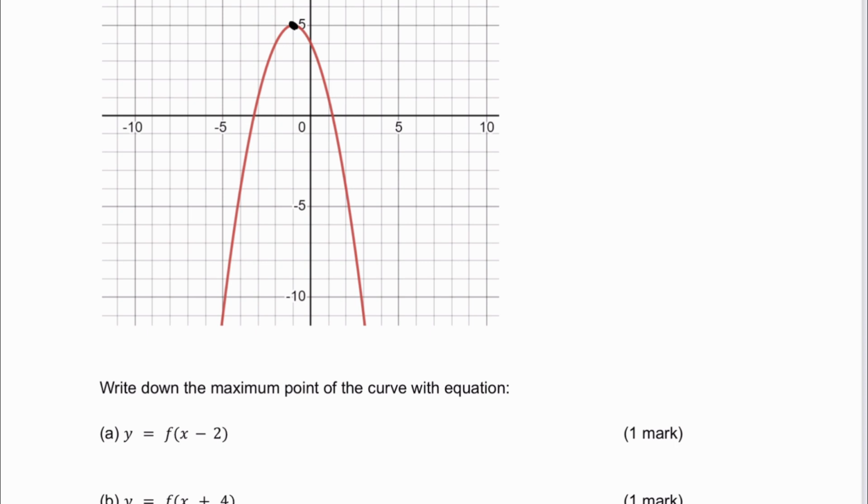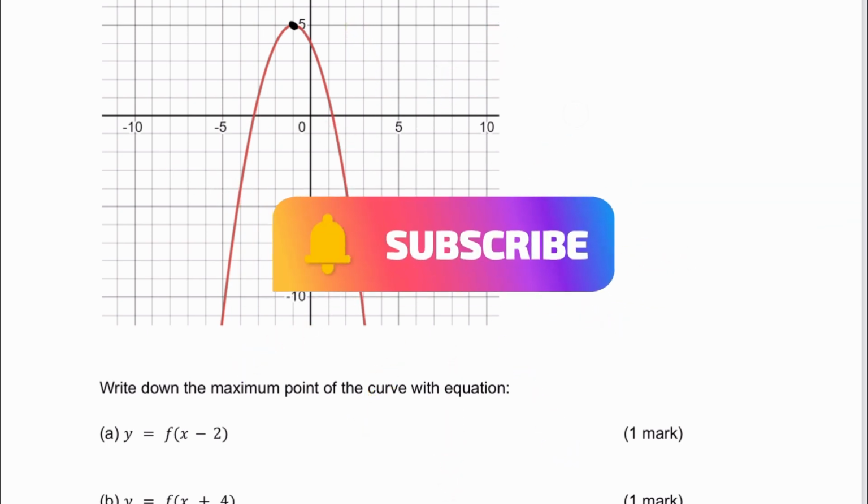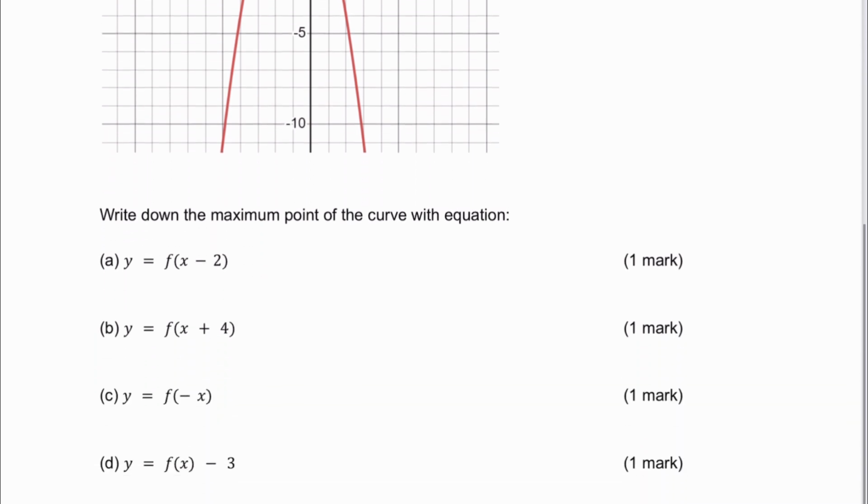Well, in this particular case what we've done is we've moved everything towards the right hand side 2 jumps. So if I can show that on the screen, it's going to move along like that, so it becomes there at that point. So therefore the maximum point of this particular curve now is going to be 1, 5. Okay, positive 1, 5.